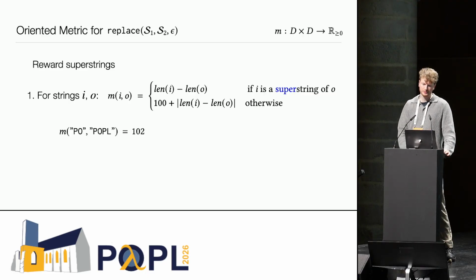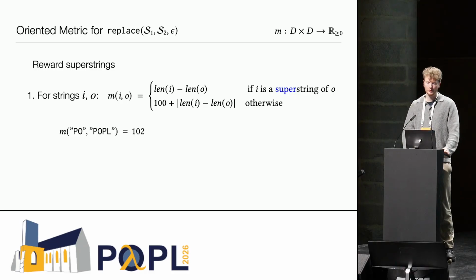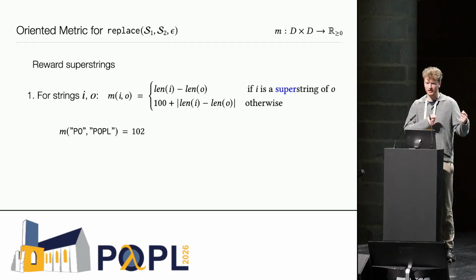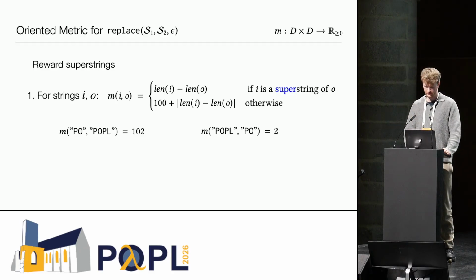Let's look at a few examples. From PO to POPL, we now have a distance of 102. Since PO is not a superstring of POPL, we get the penalty of 100, and the difference in length is 2. The other way around, from POPL to PO, we have a distance of 2, because POPL is a superstring of PO, and the difference in length is just 2. So we have this asymmetry here, and also the intuition from before, as we discussed the replacement operator. Because we can go from POPL to PO using the replacement with epsilon, we have a rather small distance, but the other way around, we can't go, so we have a big distance.